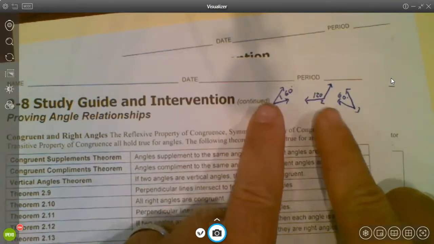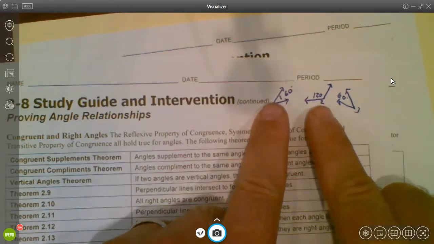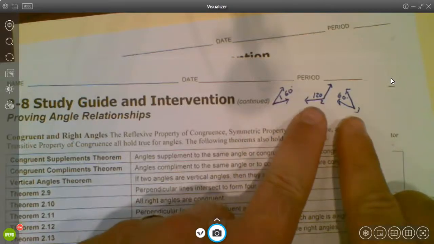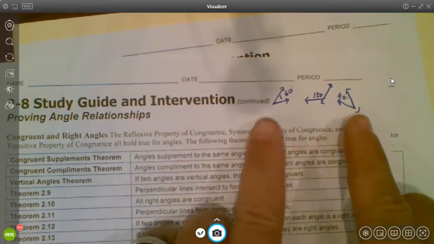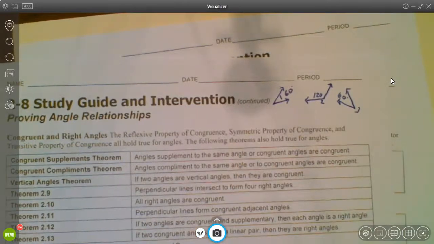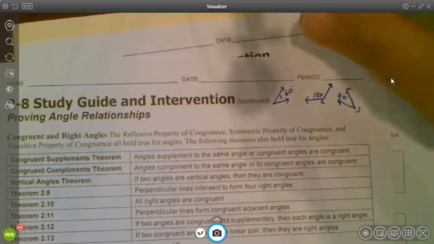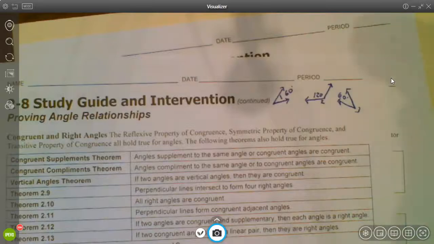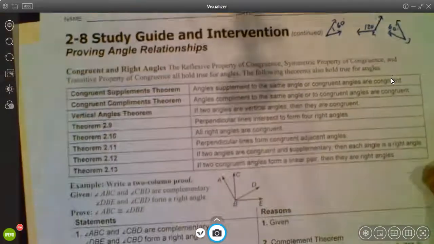So if I am told that 1 and 2 are supplementary, and I'm told that 2 and 3 are supplementary, then my conclusion in the next statement should be able to say that 1 and 3 are congruent to each other by the congruent supplements theorem. Complementary is the exact same thing, only they add to 90 instead of 180. All right, so congruent complements will be the same thing.